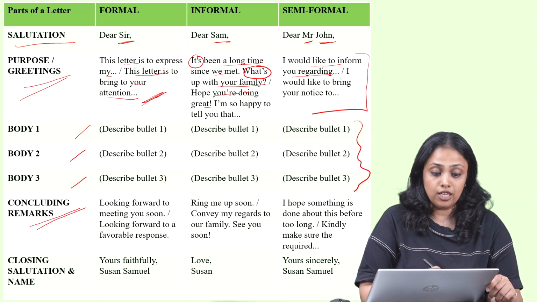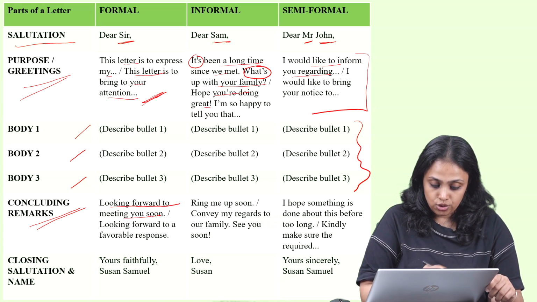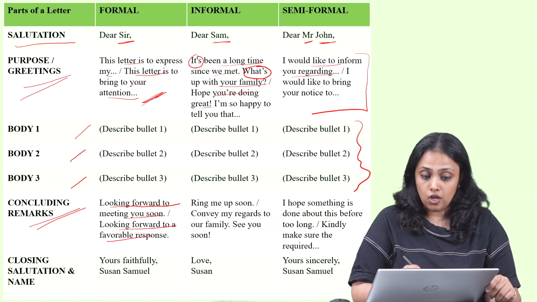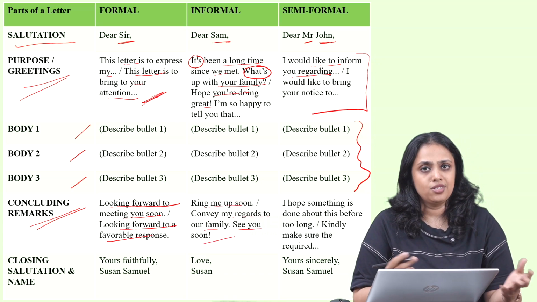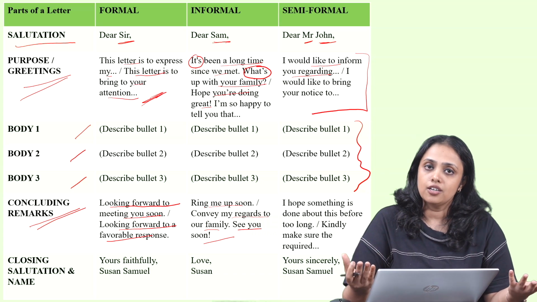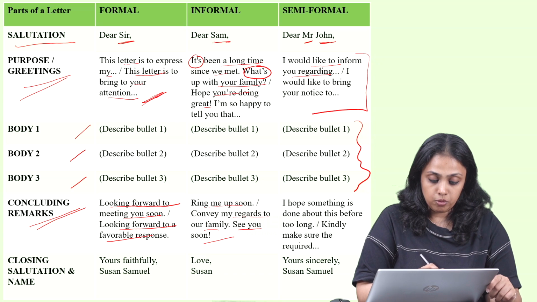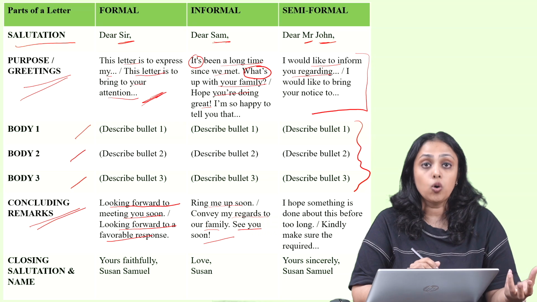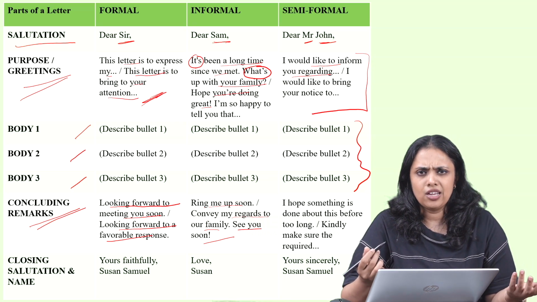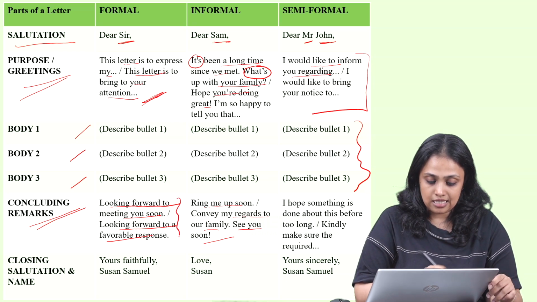If it's formal letter, you can go for sentences like looking forward to meeting you soon, or looking forward to a favorable response. Now, if it's an informal version, how is it? Ring me up soon. Convey my regards to your family. See you soon. Just like how we say to our friend or a family member casually, you can construct the sentences. But if it's a formal letter, the kind of words that you use would be more formal, looking forward to meeting you soon. We don't say to a friend in that way. We say that hope to see you soon. But in a formal version, you should be constructing sentences like this.